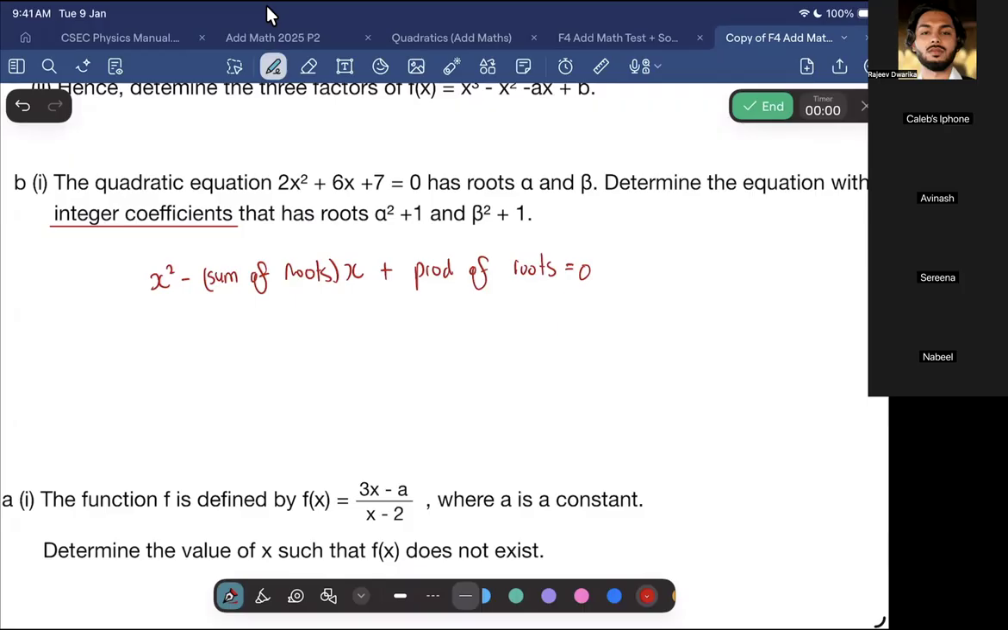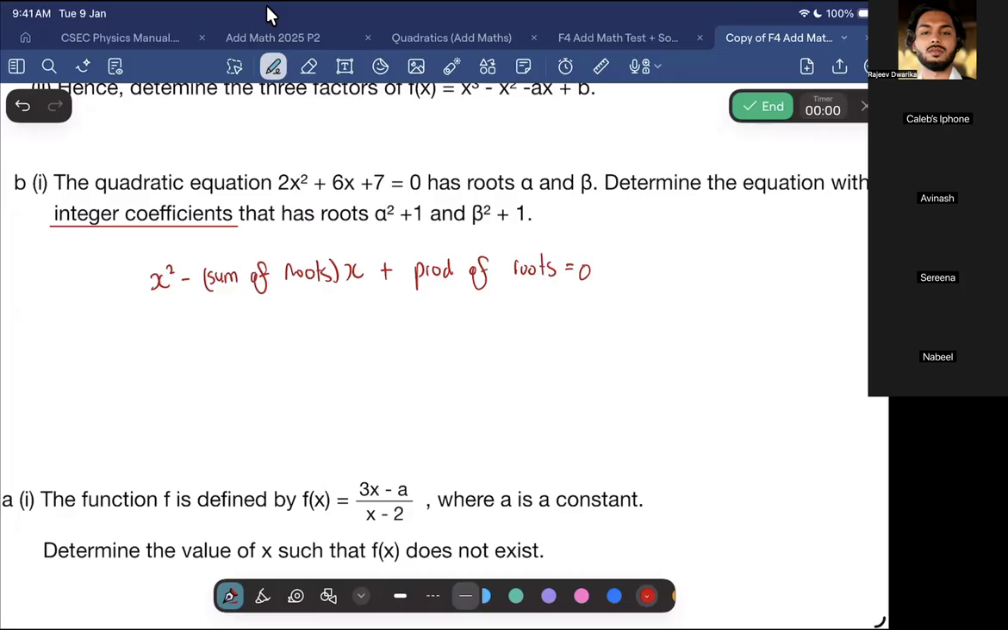I get the alpha plus beta and the alpha beta. What did you get for alpha plus beta? Minus 6 over 2, well, minus 3. And we get for alpha beta, 7 over 2, yes. And how did you find the new sum of the roots? Alpha squared plus 1 plus beta squared plus 1. Again, alpha plus beta, right? Yes. And what do you say next? Well, that's what I have.